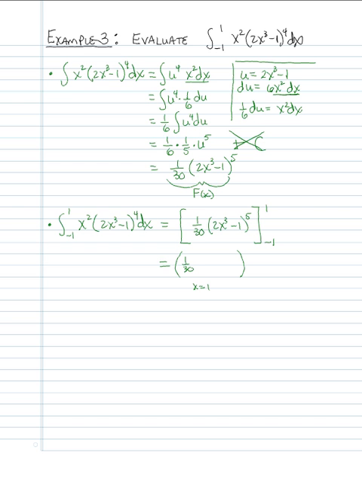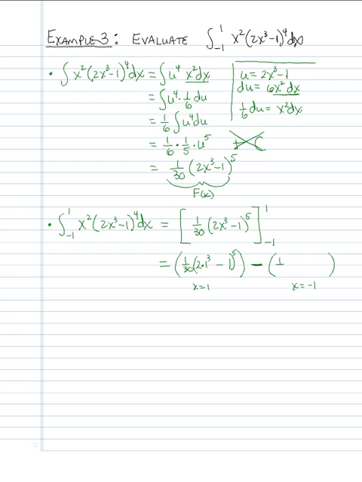So we have 1 over 30, and we're replacing our x's with 1. So it'll be 2 times 1 cubed minus 1, and that inside is to the 5th power, isn't it? And then we put the subtraction sign for the capital F of -1. So now we're going to take that expression and replace all the x's with -1.